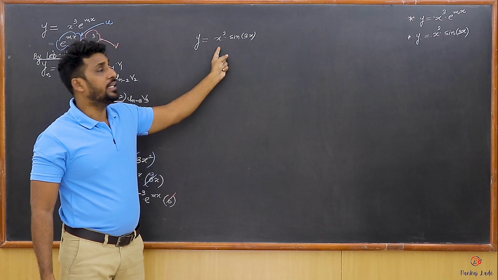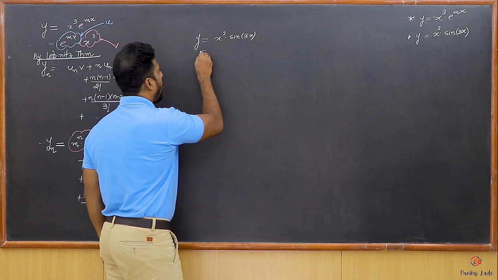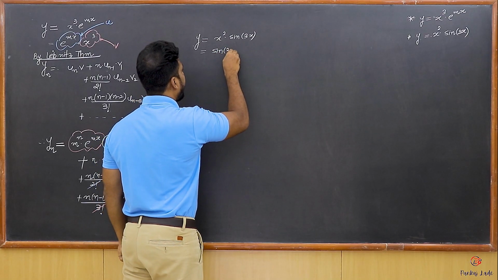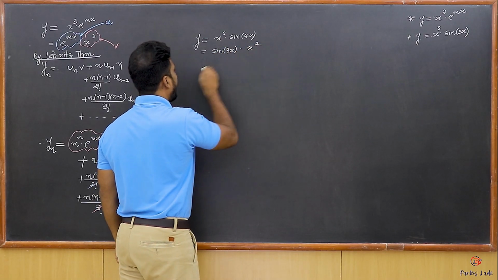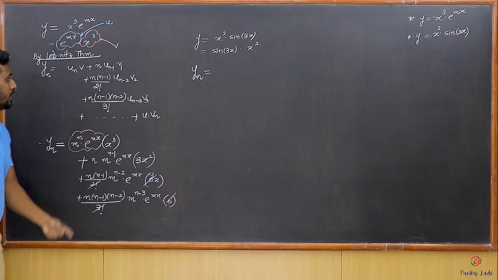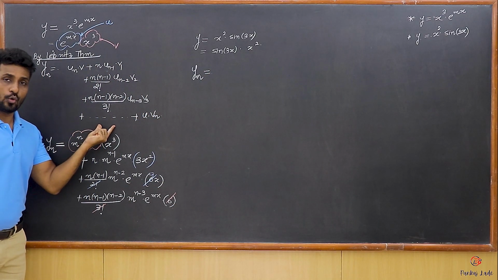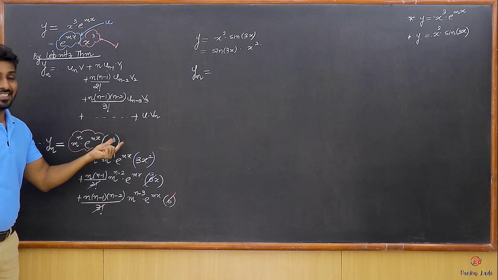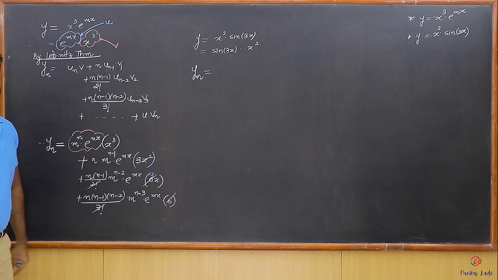So this must be v, this must be u. So let's correct the order. So I'm going to write sine 3x into x square. So let's very quickly get yn. You already have written the formula, isn't it? The Leibniz theorem formula is already written on the board over here. I'm just going to utilize this particular step. So yn comes equal to what?